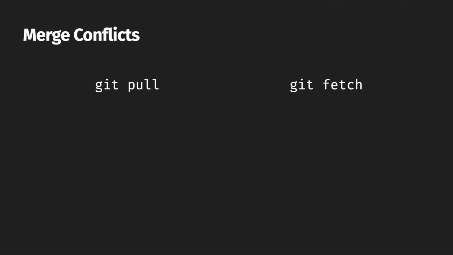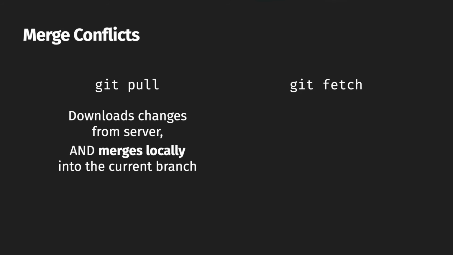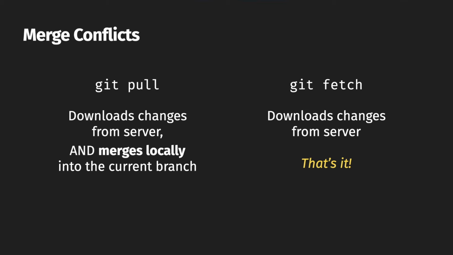So back to pulling. We do have a way to prevent an immediate merge conflict out of the blue, which is fetching before pulling. Pulling downloads all changes from the server and in one step immediately merges them locally into the current branch. Fetching, on the other hand, just downloads the changes from the server. And so we can use a command later called git diff, which we'll talk about in a little bit, to compare the changes and see beforehand what's about to happen.